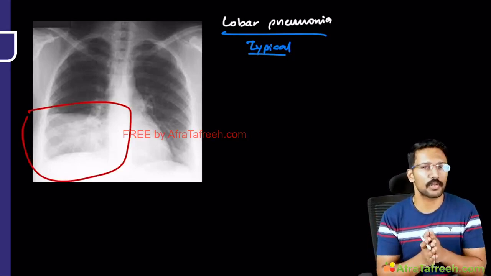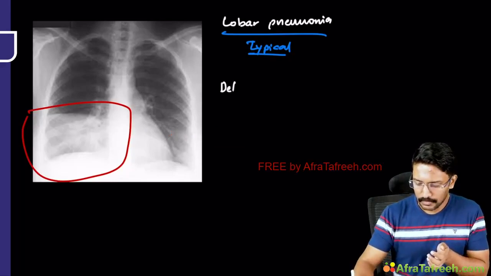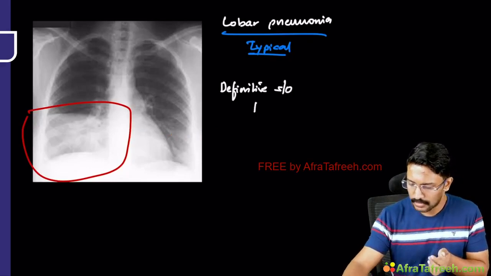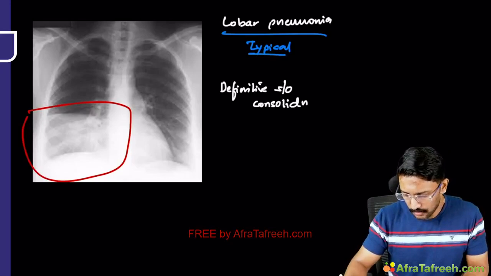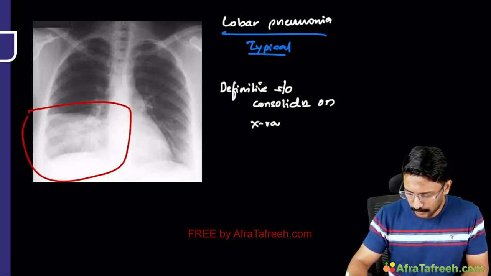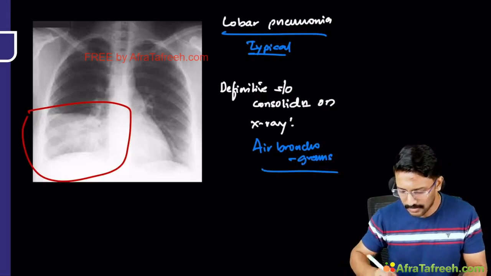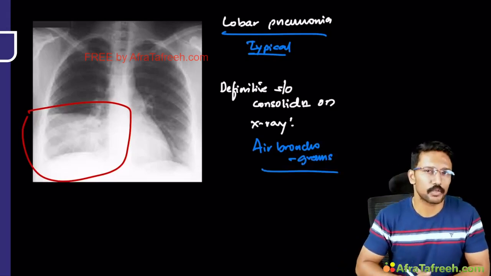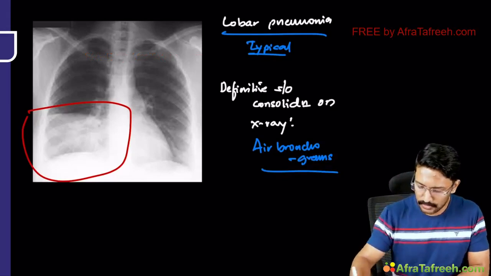How do you identify lobar pneumonia on an X-ray? See, you have to remember that a definitive sign of consolidation on X-ray is what? Consolidation on X-ray is presence of what is called as air bronchogram. Air bronchogram. So look for air bronchograms whenever you have white opacity on the chest X-ray. If it is there, it is suggestive of consolidation. Now, how do we localize? The localization depends on what is called a silhouette sign, right?